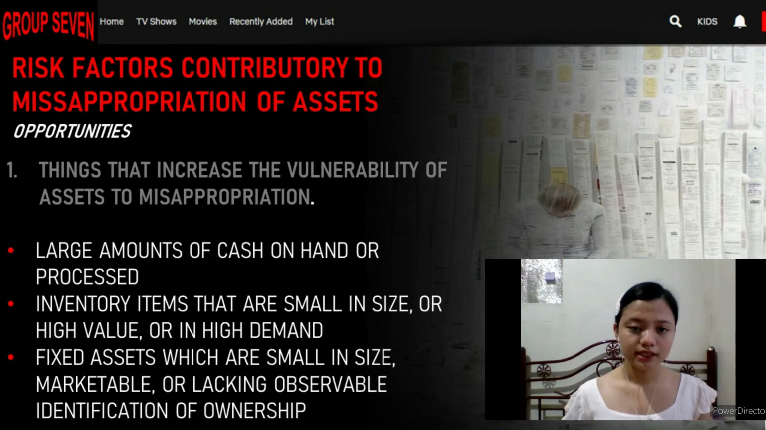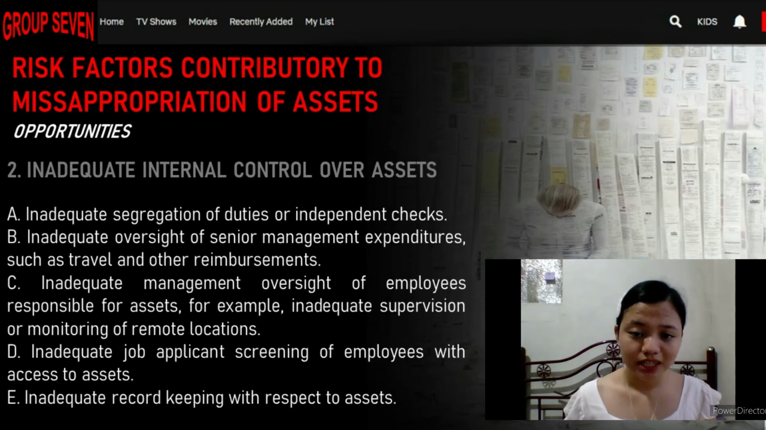Next is opportunities. Certain characteristics or circumstances may elevate the vulnerability of assets to misappropriation. For example, opportunities to misappropriate assets increase when the following exist: large amounts of cash on hand or processed, inventory items that are small in size, high in value, or in high demand, fixed assets which are small in size, marketable, or lacking observable identification of ownership. Aside from that, inadequate internal control over assets may also intensify the proneness of misappropriation of those assets.